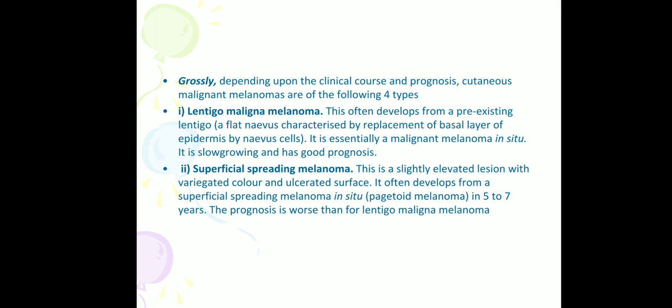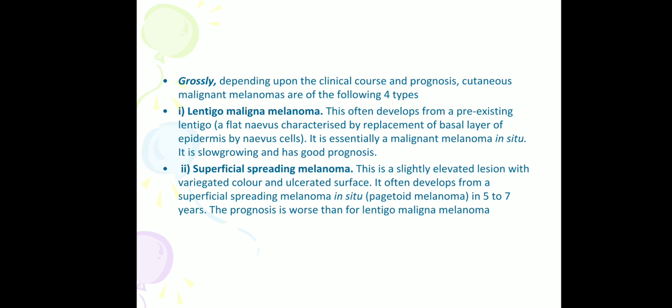Grossly, depending upon the clinical course and prognosis, cutaneous malignant melanoma is divided into 4 types. One is lentigo maligna melanoma. This often develops from pre-existing lentigo, that is a flat nevus characterized by replacement of the basal layer of the epidermis by the nevus cells. It is essentially a malignant melanoma in situ. It is slow growing and has a good prognosis.